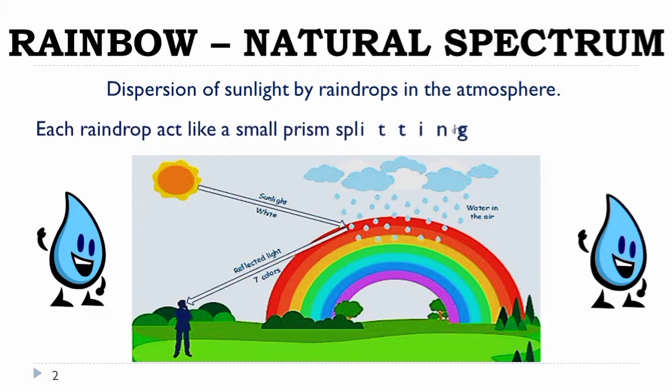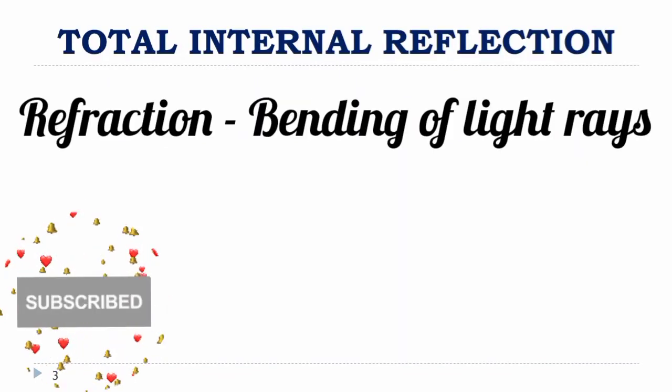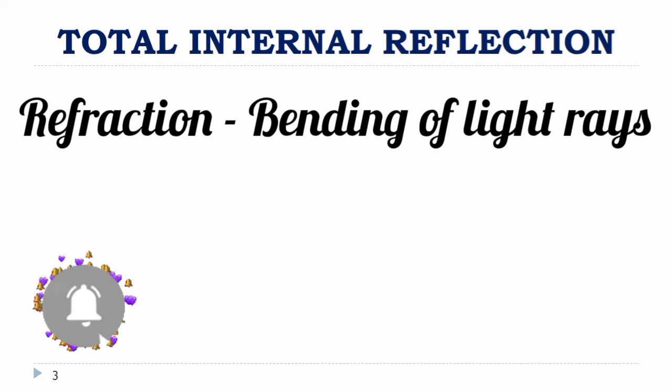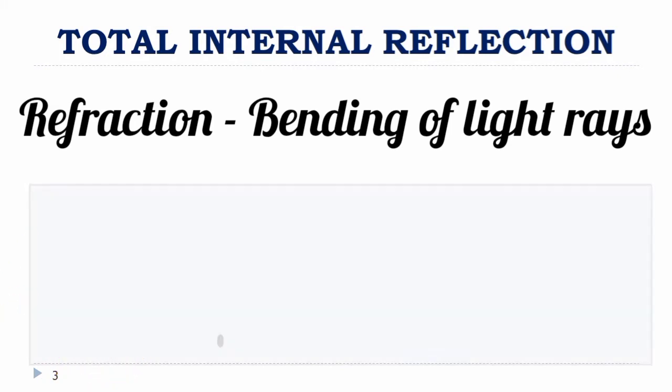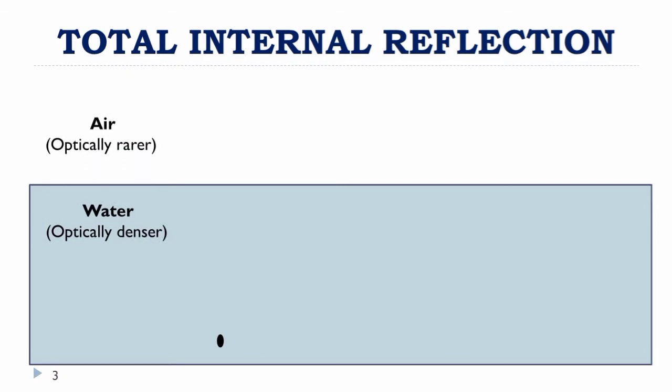Before learning the details of rainbow formation, we need to understand a basic phenomenon that occurs inside the water droplet, that is, total internal reflection. We know that refraction is the bending of light as it passes from one transparent medium into another medium. Here, you have two mediums, water and air.